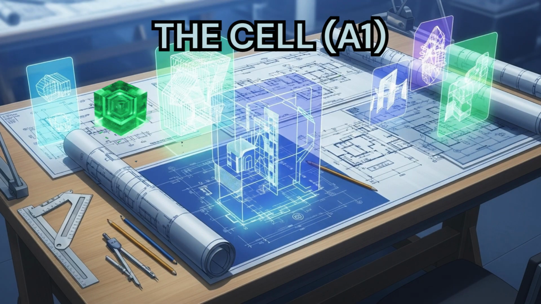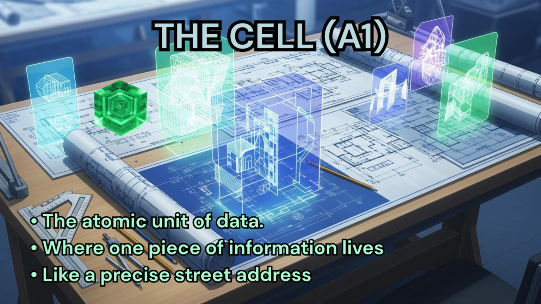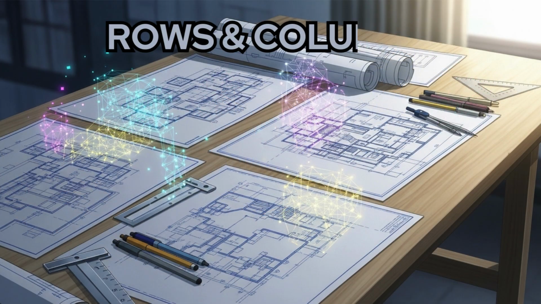Look at the single glowing block. This is a cell. It is the atomic unit of your entire spreadsheet. Think of it as a strict street address. Column A, row 1, A1. A cell holds one specific piece of logic, text, or math. Nothing more, nothing less. Lesson 2, the structure.